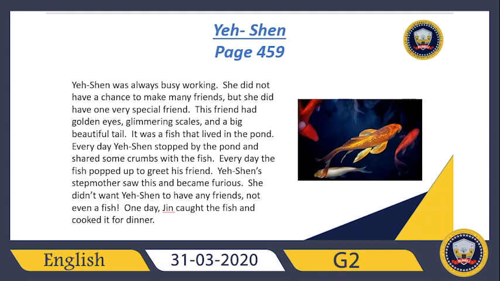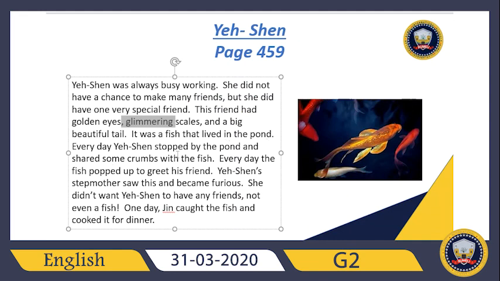459. Yishen was always busy working. She did not have a chance to make many friends. But she did have one very special friend. So Yishen had only one friend. And who was this friend? No, it wasn't any girl. It was a fish. Yes, as you can see in this picture, this friend had golden eyes, glimmering scales. What do you mean by the word glimmering? Excellent, shining. And a big beautiful tail. It was a fish that lived in the pond.